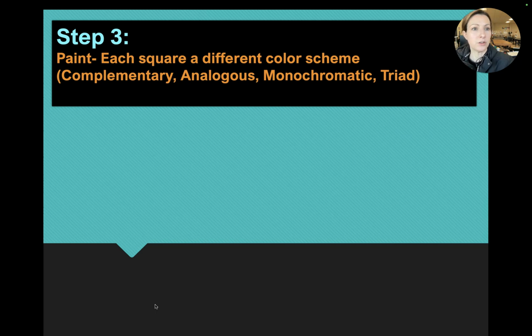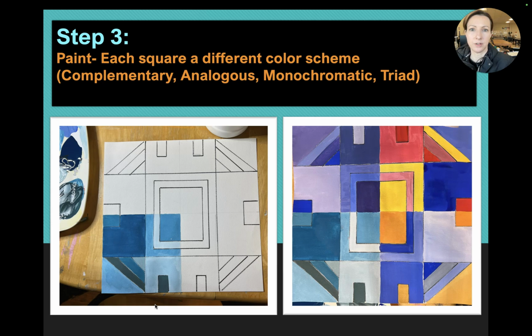Then each different square, so you should have 4 squares, you need to paint with a different color scheme. So complementary, analogous, monochromatic, and triad. The colors you pick are up to you. However, they need to follow that color scheme.